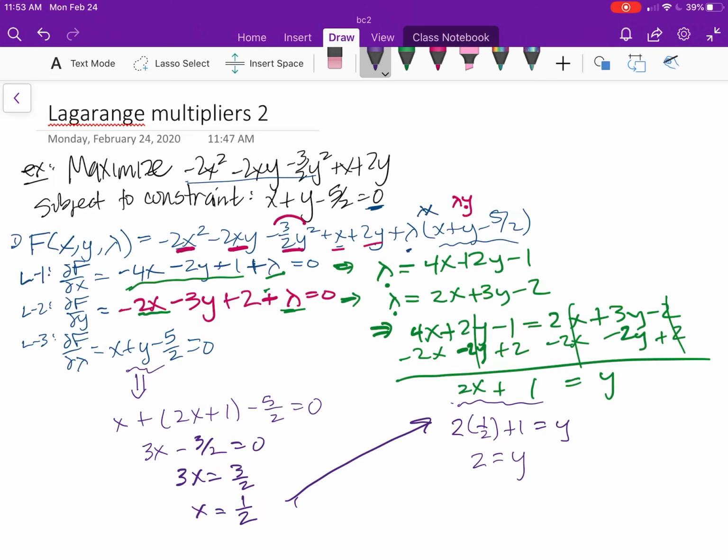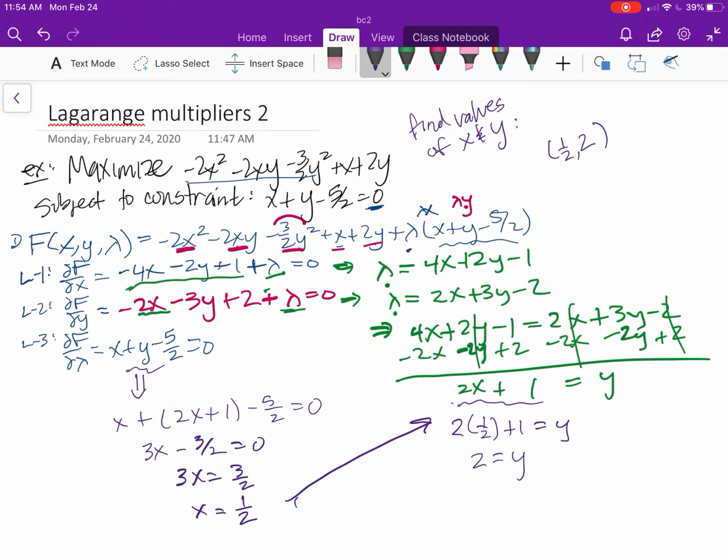All right, again, depending what it wants. Most of these want to find the values of x and y to do this, right? To maximize that subject to that constraint. So we have it, our result is 1/2 and 2. 1/2 for x, 2 for y.